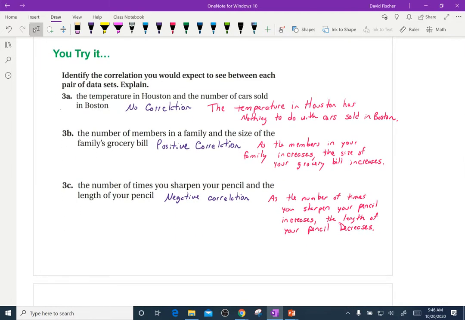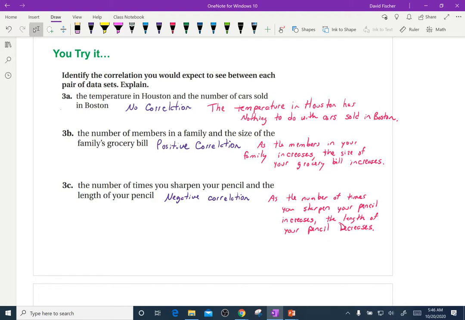I said the temperature in Houston and the number of cars sold in Boston had no correlation. The temperature in Houston has nothing to do with the cars sold in Boston. Could be 100 degrees in Houston, but people in Boston, they don't care about the temperature. They just buy cars if they need it. So I said no correlation on that one. And there's how you would explain it.